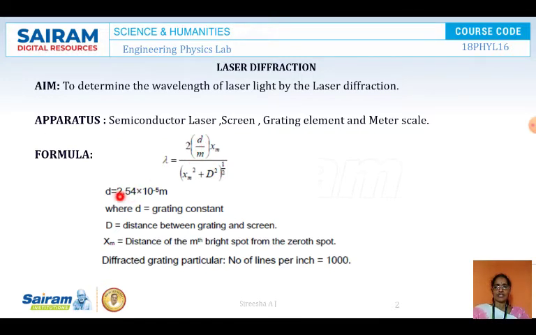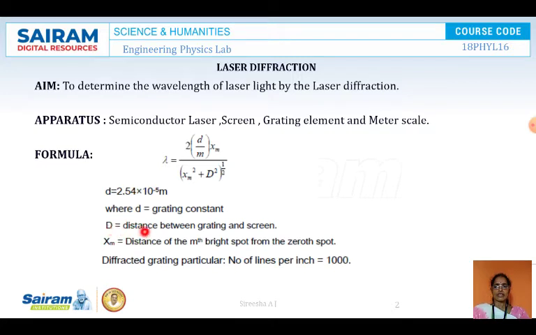Here in our engineering physics lab we are using a grating element with d equal to 2.54 into 10 to the power of minus 5 meters. Here d is nothing but the grating constant, as I have told you. The grating element we are using, its value will be given by the manufacturer. So small d is a given constant here, 2.54 into 10 to the power of minus 5 meters.